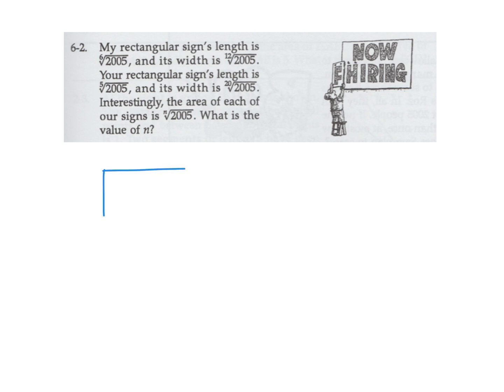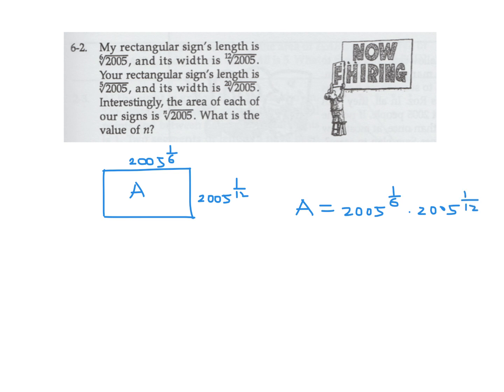So if you have a rectangle and they're saying the length is 2005 to the 1/6 and the width is 2005 to the 1/12, the area is obviously going to be those two multiplied by each other, length times width. So 2005 to the 1/12. Now they're telling us that the area is 2005 to the 1 over n. The printing is so small, you can barely read it. So this obviously is going to be 2005, then we just have to add these exponents. That's the basic rules of exponents.